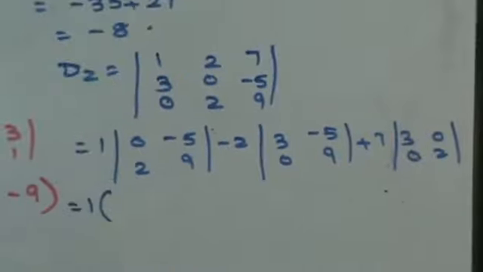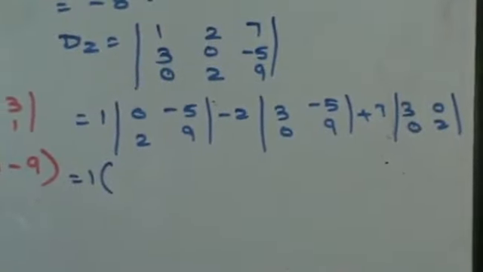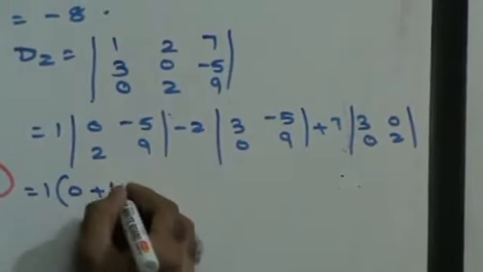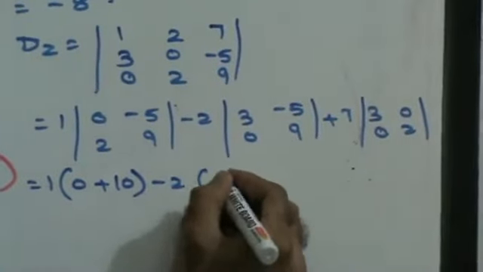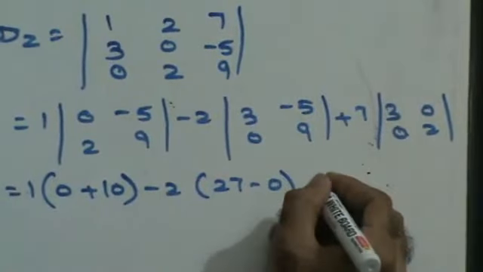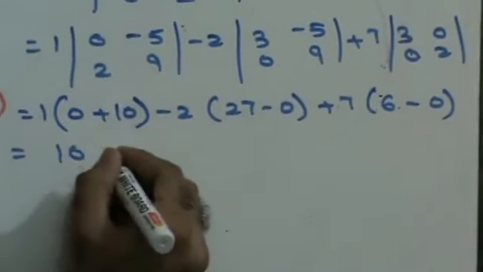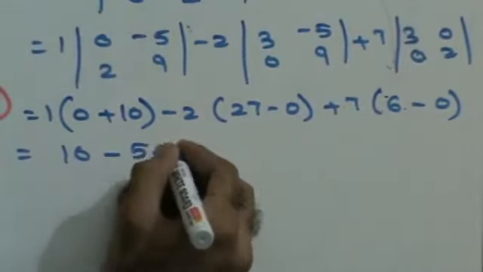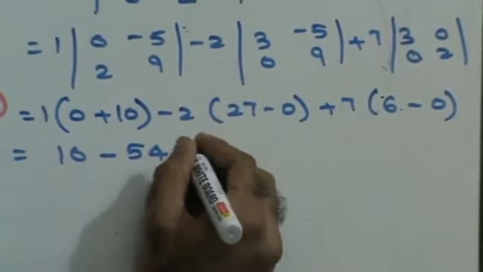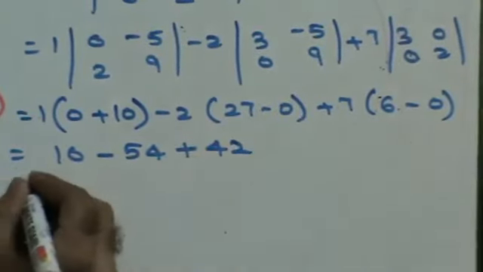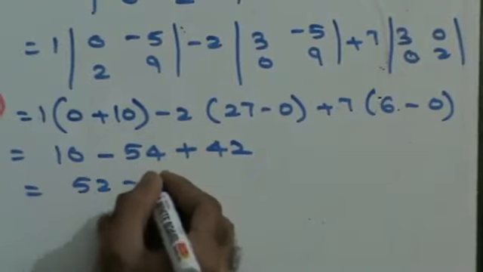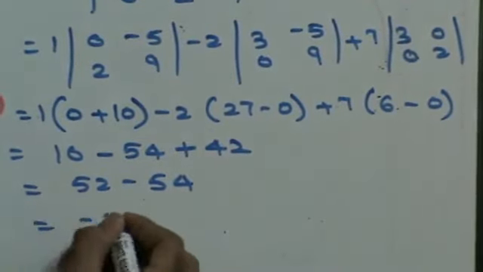So this is one principal diagonal minus the other diagonal. So 0 minus of minus plus 10 minus 2, 27 minus 0 plus 7, 6 minus 0. So this is 10 minus 54 plus 42. So this is going to be 52 minus 54, that's minus 2.